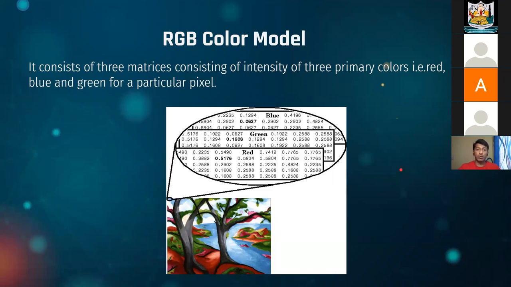And can you guess what is the number of channels in a grayscale image? You can put it in the chat. Now an RGB image has three channels. So what will be the number of channels in a grayscale image? Yes, one is the correct answer. As I said, every pixel has only one value. So it has only one layer. So obviously it will have only one channel, and three layers means three channels.